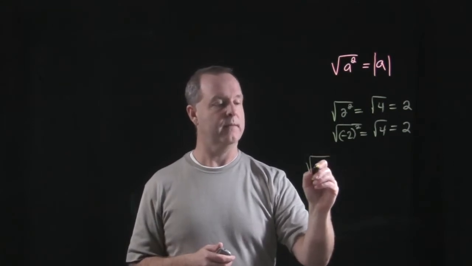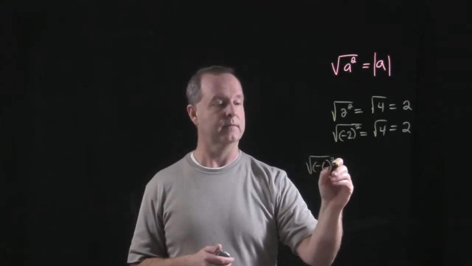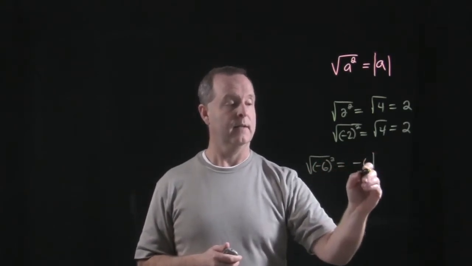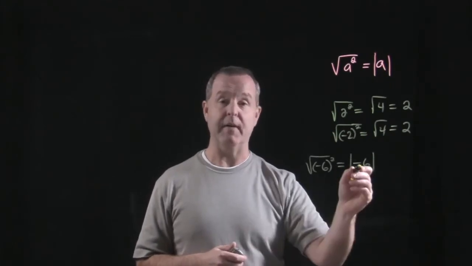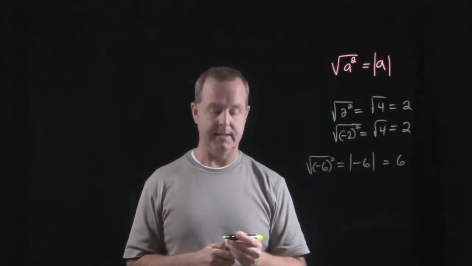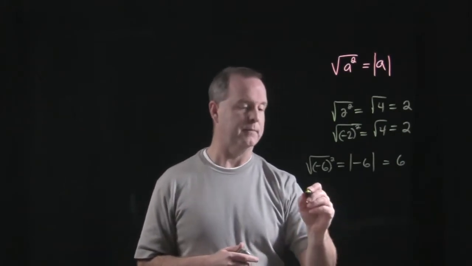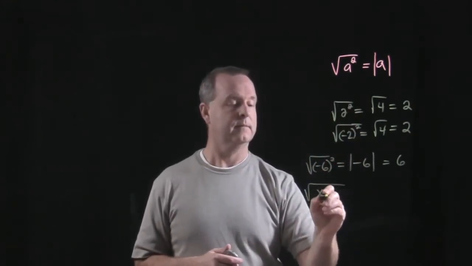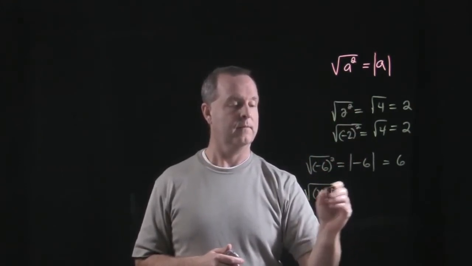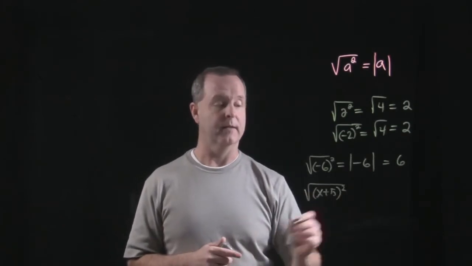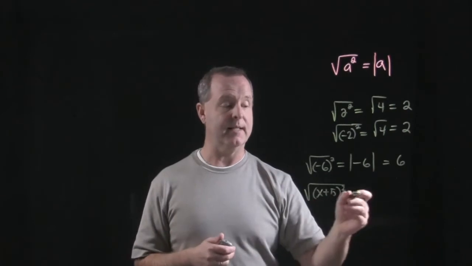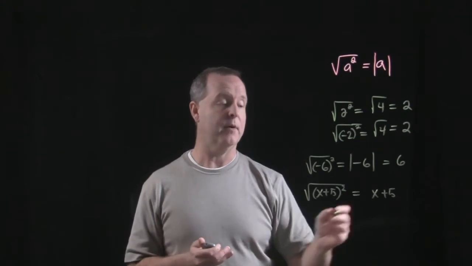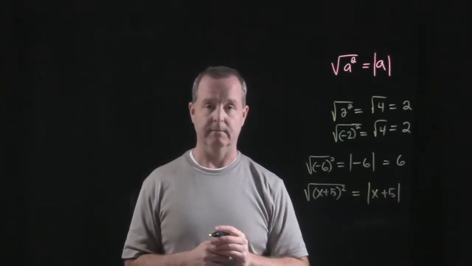Let's look at the square root of negative 6 squared. What should that equal? That should equal the absolute value of the inside, and the absolute value of negative 6 is 6. Let's look at another example. What is it? The square root of x plus 5 squared. Again, we might be tempted to say, well, the solution is just x plus 5. But we have to remember, we're looking at the absolute value of those.